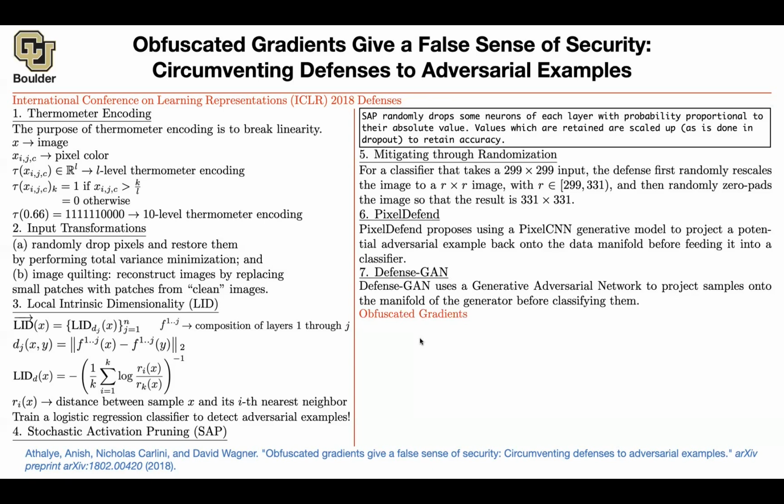And if you manage to obfuscate those gradients, then your attacker is hopefully going to have difficulty attacking your neural network. But as the title says, this is going to give you a false sense of security. You're going to assume that because you did that, you're now secure against adversarial examples. But in reality, people can still attack you and avoid all of these techniques.